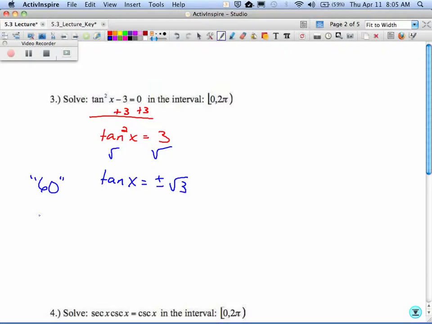So our answers will be 60 degrees, 120 degrees, 240, and 300. Right? It'll be positive root 3 at the 60 and the 240, and it's negative root 3 at 120 and 300.